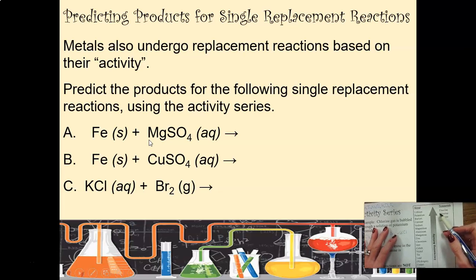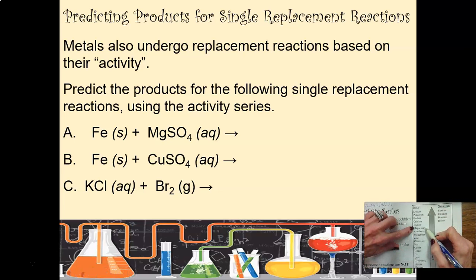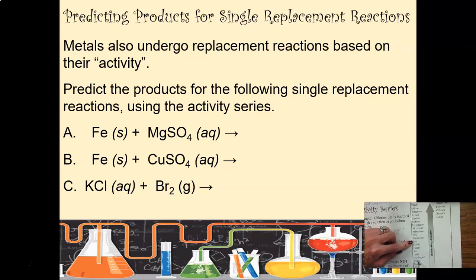So the question is, can iron replace magnesium? Well, let's find them both on your activity series. There's magnesium and there's iron. So can iron replace magnesium? No, it cannot. So that reaction will not happen. In reaction B, iron, here's iron again, is going to try to replace copper because they're both metals. So can iron replace copper? It sure can. So iron will replace copper and form iron sulfate, and copper will just be a single atom by itself.